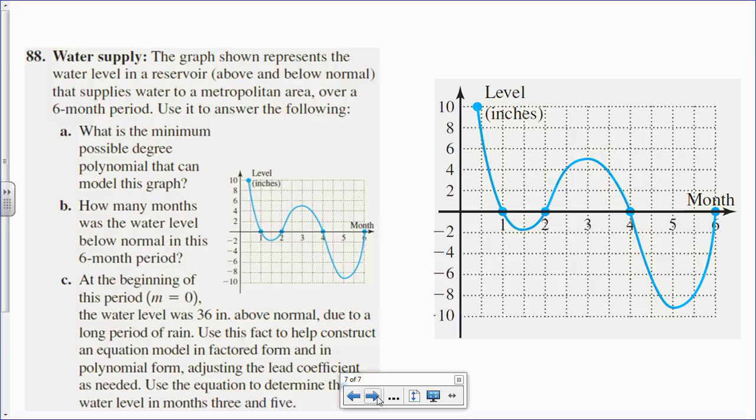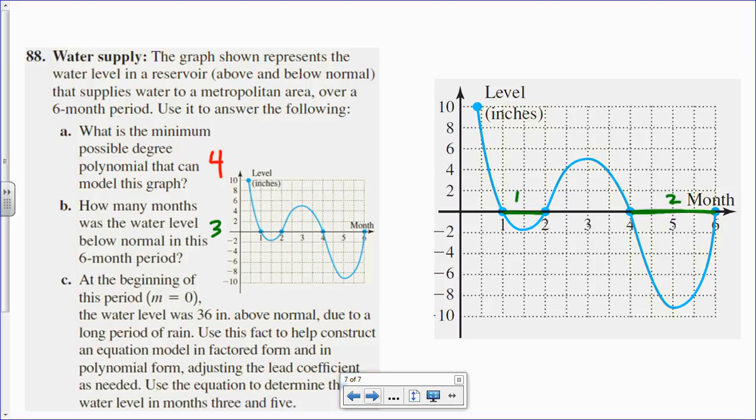So minimum degree, so you need to look at your turning points. How many turning points do you see? 3. So that means the minimum degree is 4. Okay, so that's part A. Part B wants to know how many months was the water level below normal. So 0 will be our normal. So below 0, I have right here, that's how many months. Okay, and then right here, that's how many months. So how many total months?